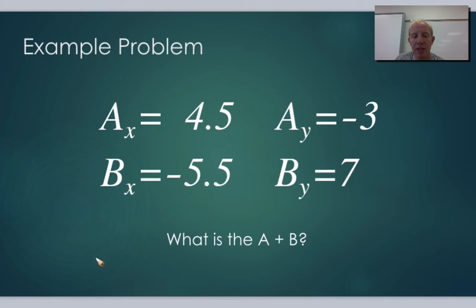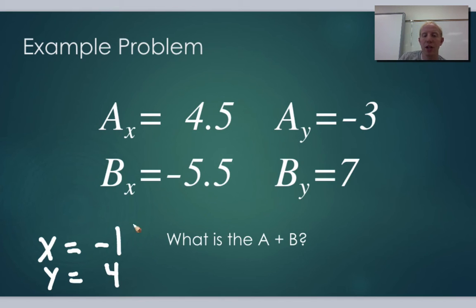So x plus x gives me an x of -1, and y plus y gives me a value of 4. And that's it. So a plus b, this new resulting vector, has a length in the x direction of -1 and a length of 4 in the y direction. Then from there we can do what we did before to find the magnitude and the direction. But adding vectors is really easy if you just have the components.